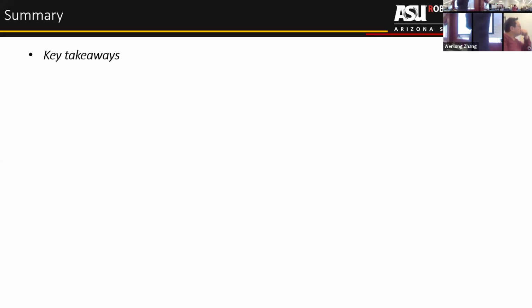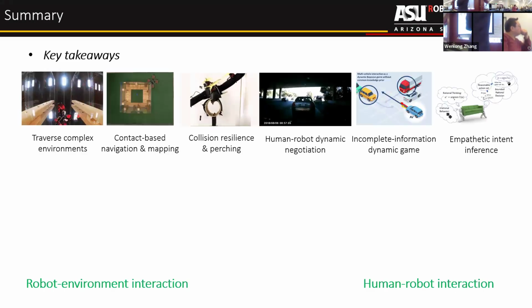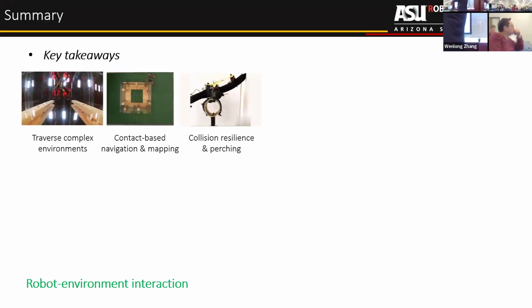We show that in robot environment interaction, putting compliance into the aerial robot design enables a lot of new locomotion modes, including traversing complex environments, contact-based navigation and mapping, and collision resilience and friction, right?